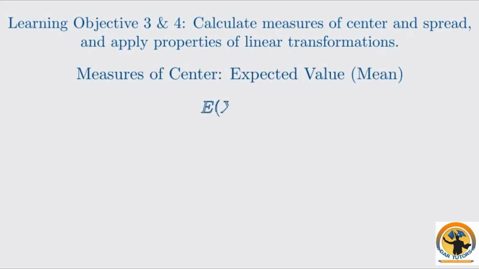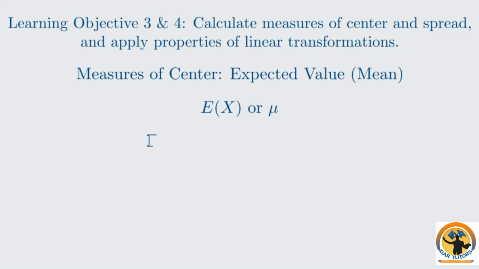We are now moving on to the final part of our learning objectives, calculating measures of center and spread. First, let's talk about the center. We've seen the mode and median. But the most important measure of central tendency for a probability distribution is the expected value, which we denote as E of x. The expected value is also known as the mean of the distribution and is sometimes represented by the Greek letter mu.